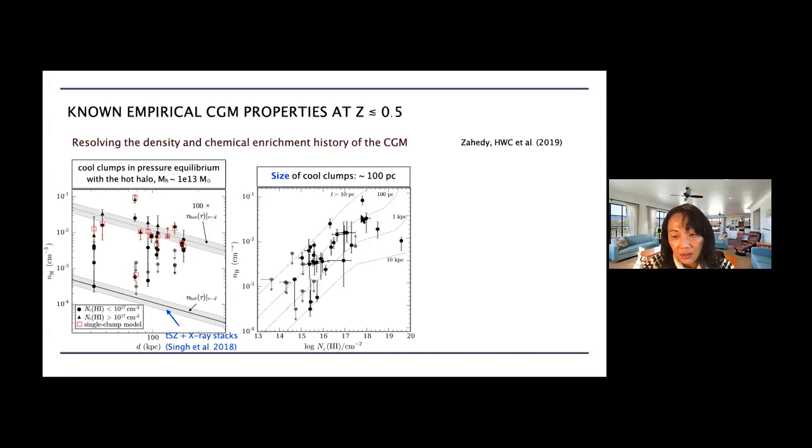And they agree with each other, right? The mass agrees, yes, but the size has a wide range, but roughly speaking, order of magnitude, yes.